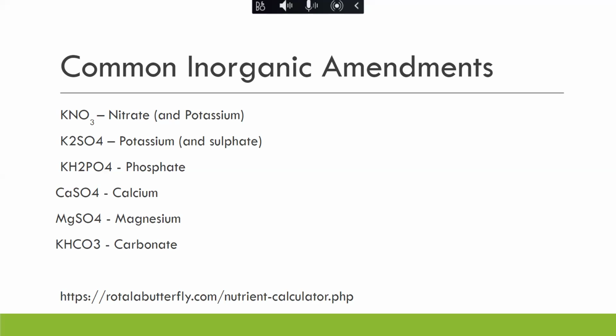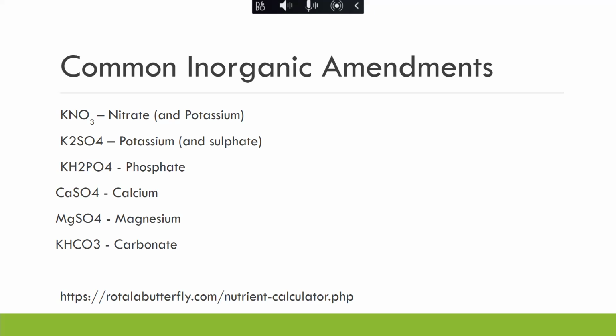But here's the stuff that I have in my chemistry cupboard, right? So KNO3 for nitrate and a bit of potassium. K2SO4 is for additional potassium, and of course it's got sulfate. KH2PO4 for phosphate, CaSO4 for calcium, MgSO4 for magnesium, and KHCO3 for carbonate. I do have that. I don't use it, but I could, and I probably should, but I'm lazy.